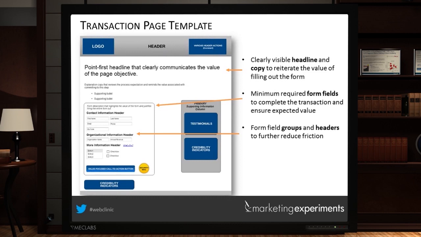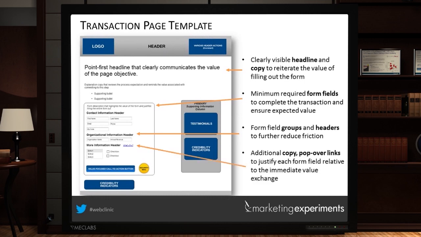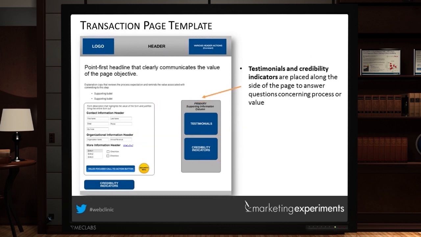Also, another pattern is the way in which we group form fields and we label them, right? Is it easy for them to process? We notice that seems to make a difference. Additional copy, popover links to justify what it is that we're asking for. We see a lot of that in the successful tests. Again, we're just setting up the conversation to be most successful. Will that always work? Not necessarily, but in that very first case study, there were a lot of those.